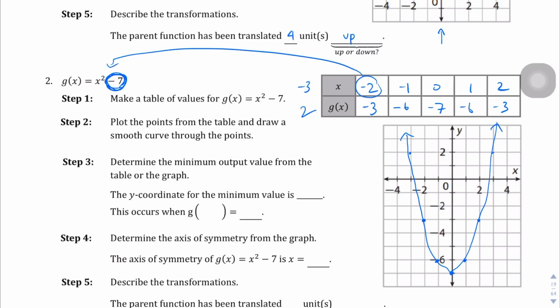Step 3, determine the minimum output value. Okay, so there's a minimum output value at negative 7, and that happens when x is 0. Determine the axis of symmetry. So we haven't moved left or right, so the axis of symmetry is x equals 0. And so this transformation can be described as this parent function has been translated 7 units down. Okay. All right, so that was what happens when you have a k value right there.